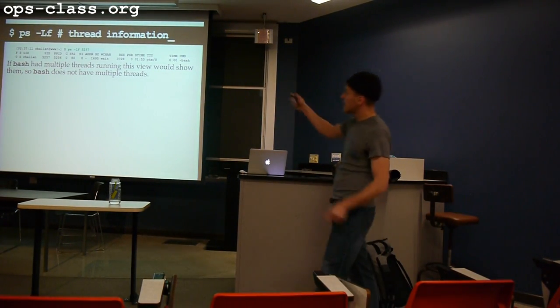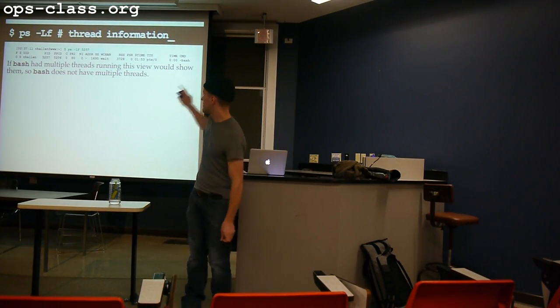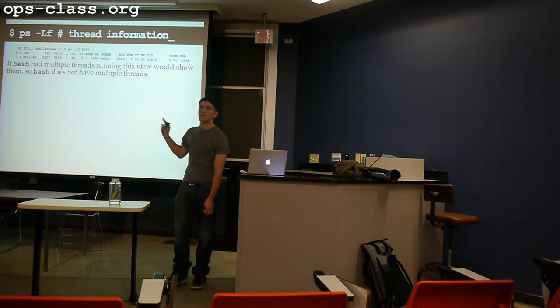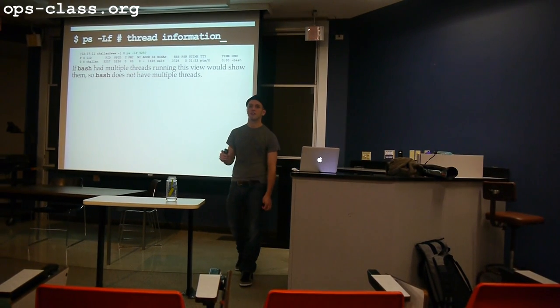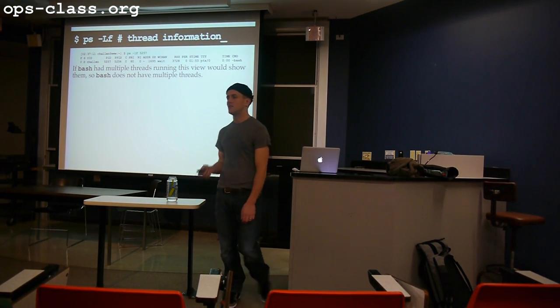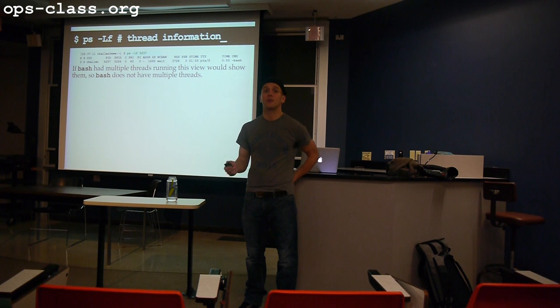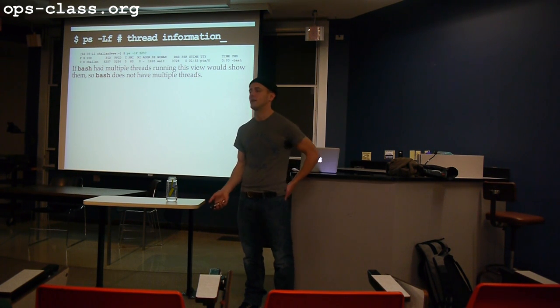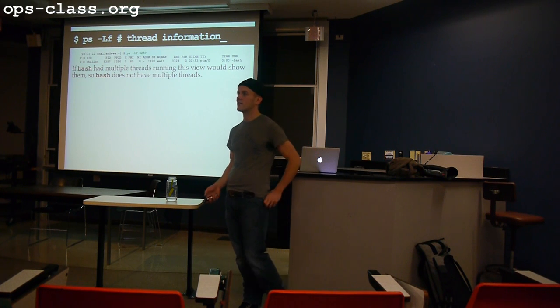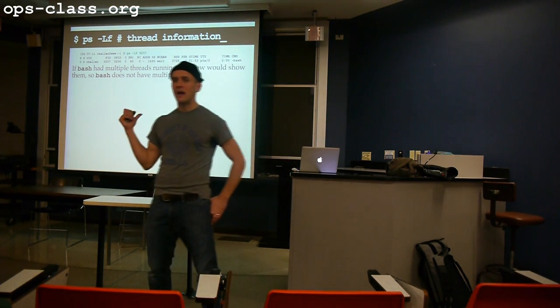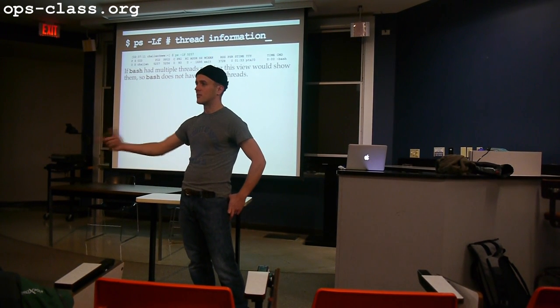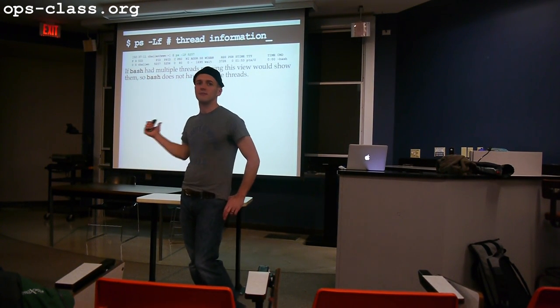So also, if bash had multiple threads running, this view would show those threads, right? It turns out bash only has one thread, and we'll talk about this on Wednesday. It turns out that forking a process with multiple threads is a terrible idea. It's really, really complex and ugly and nasty. So bash spends most of its day forking so that it can run other programs. So bash does not have threads.